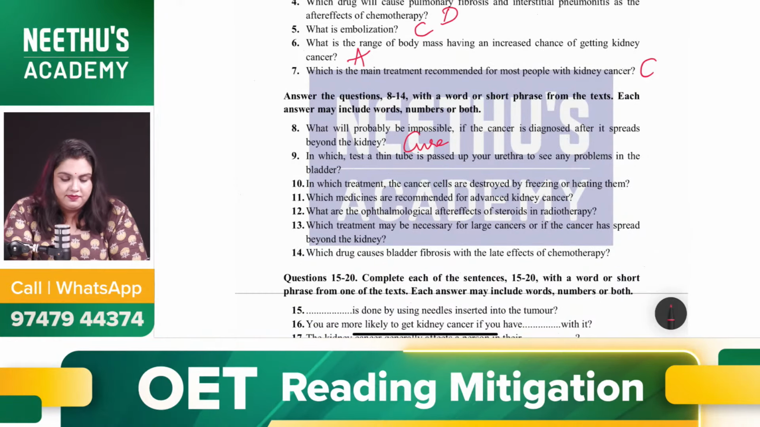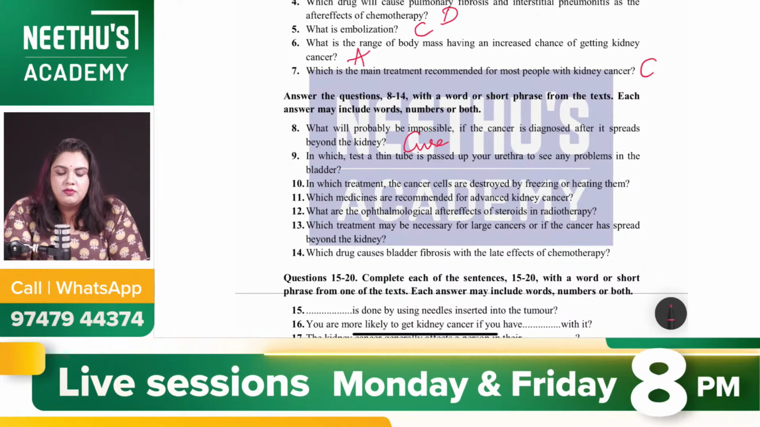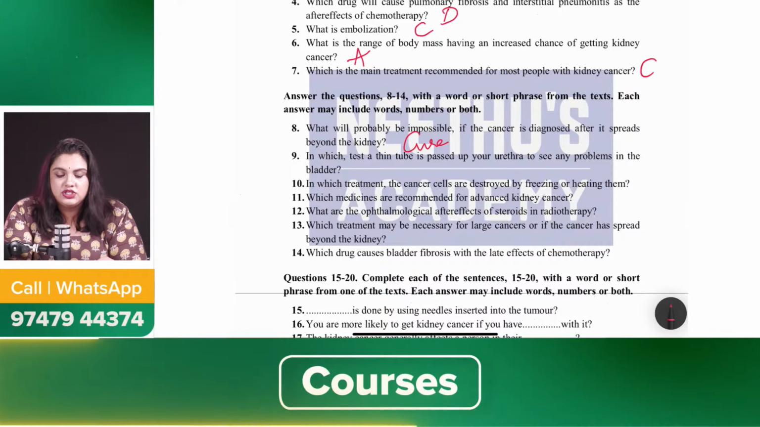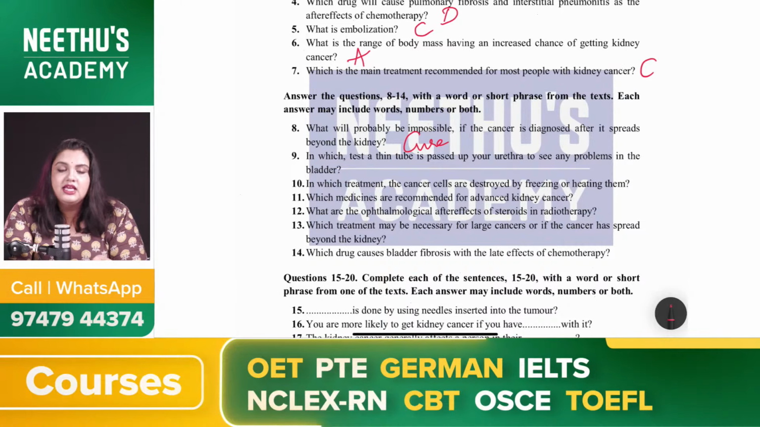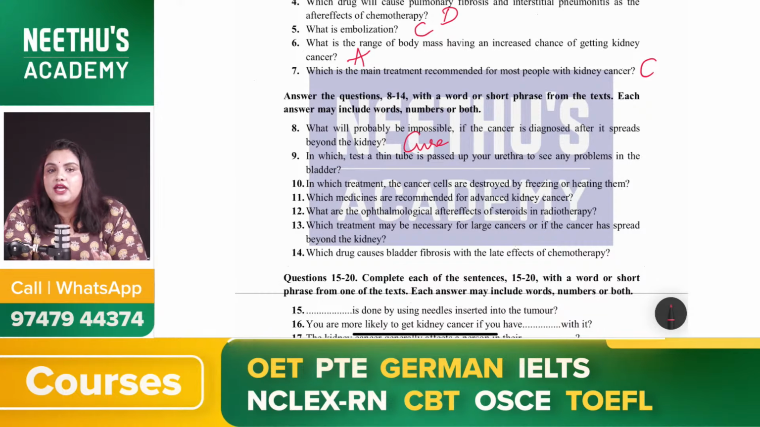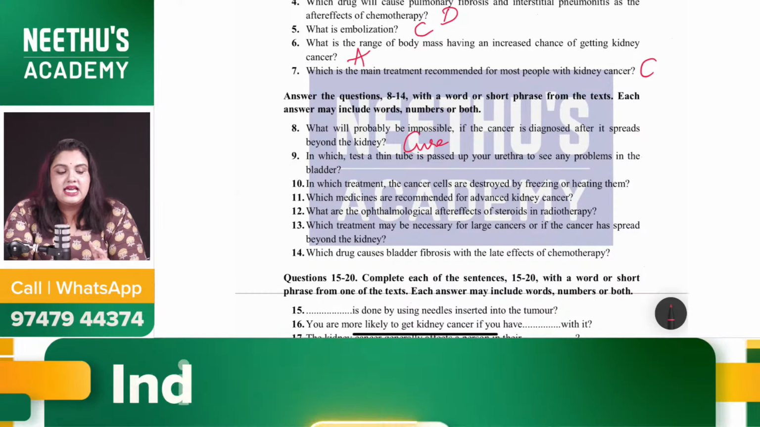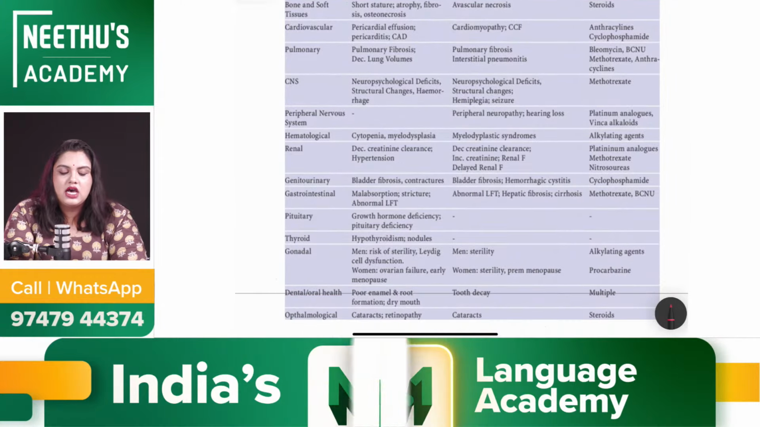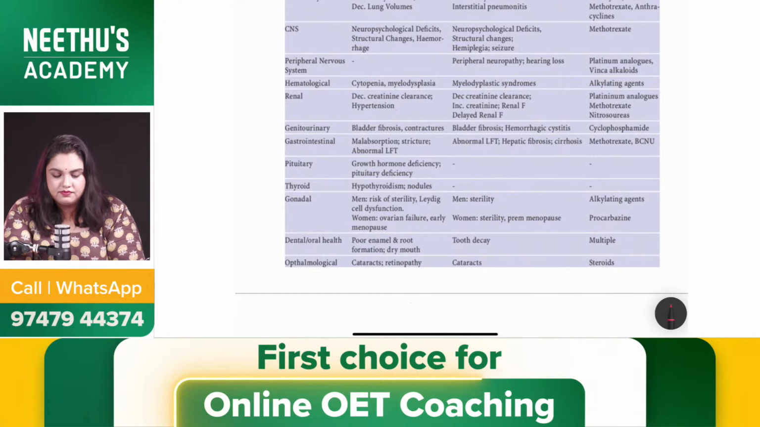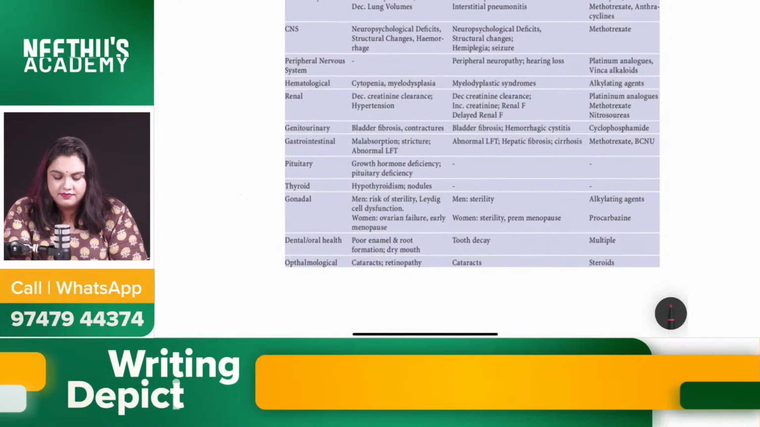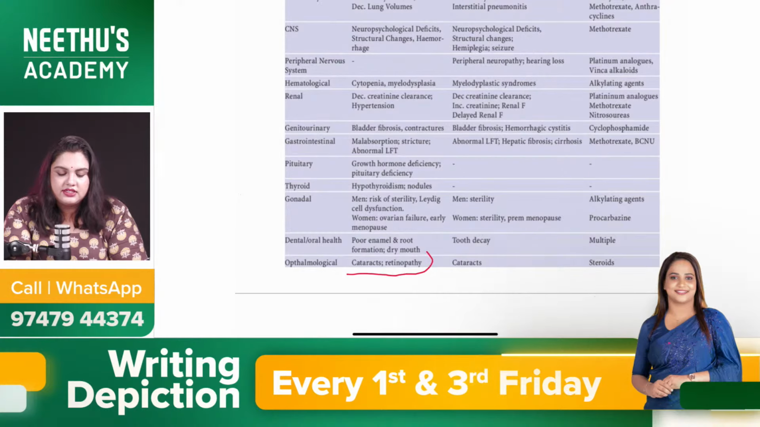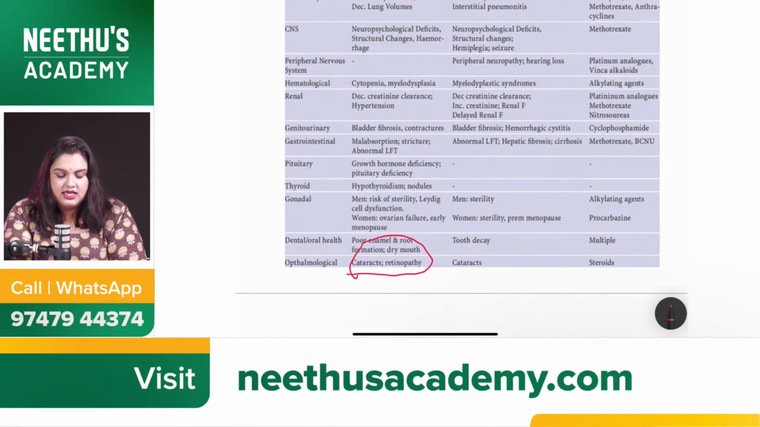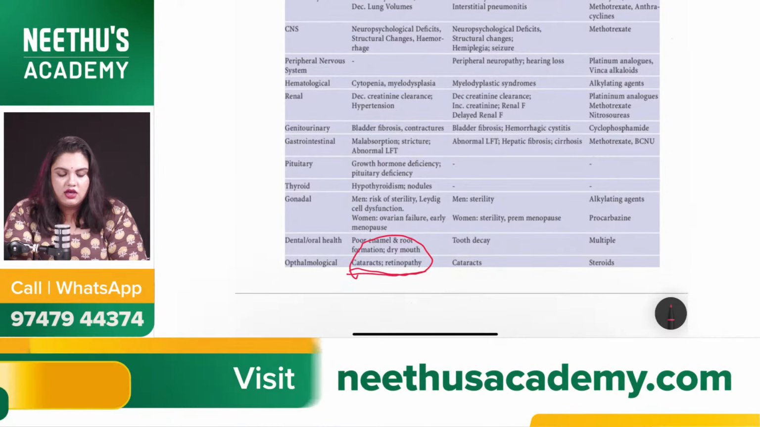Question number 12. What are the ophthalmological after effects of steroids in radiotherapy? I am repeating. What are the ophthalmological after effects of steroids in radiotherapy? Where did we mention these ophthalmological cases? In the table column, which is in Text D. Take Text D. In Text D we mentioned it last. So what will the answer be? Cataract and retinopathy. So the answer to question number 12 is cataract and retinopathy.